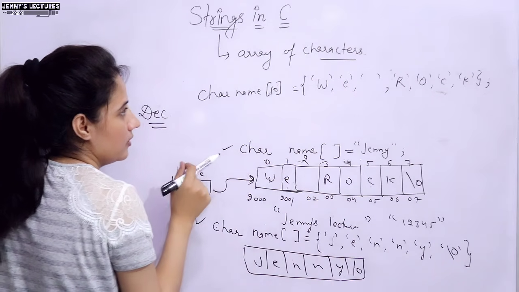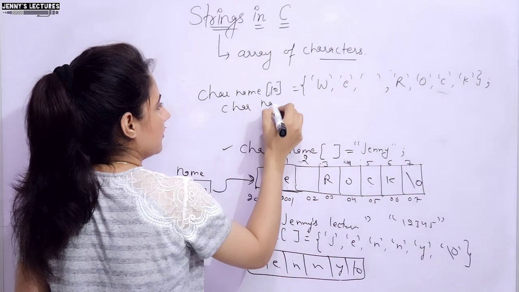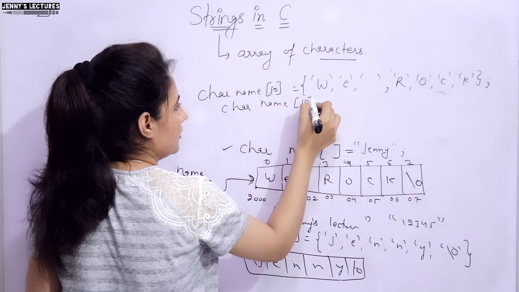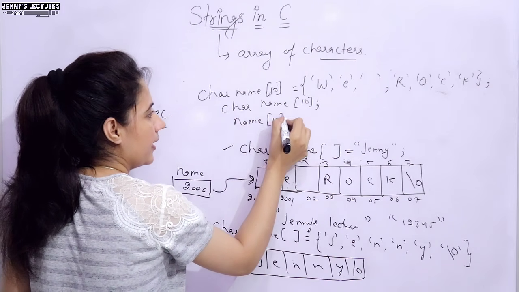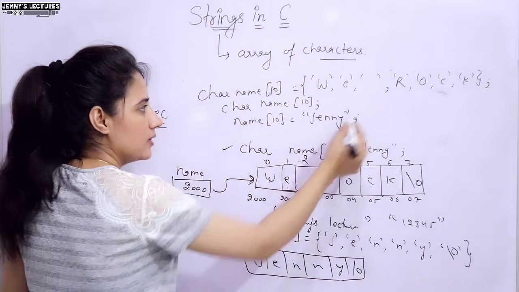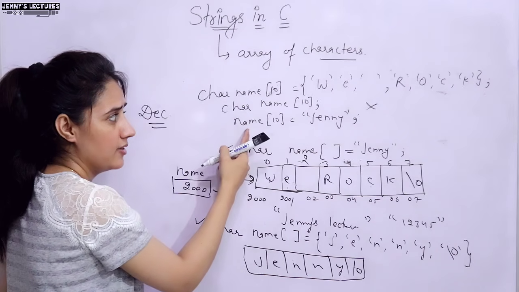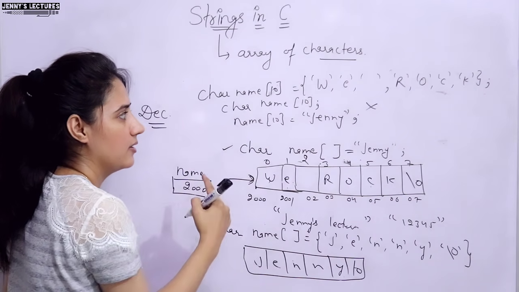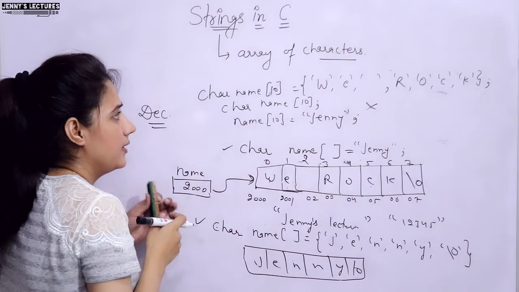Another way of initializing a string is, see, if you want to initialize like this, char name, and I am providing size 10, and in the next line I want to write name 10 is equal to Jenny. This is not allowed. We cannot separate declaration and initialization, that would be in the same line. So this would give an error. This is not allowed in C, right?